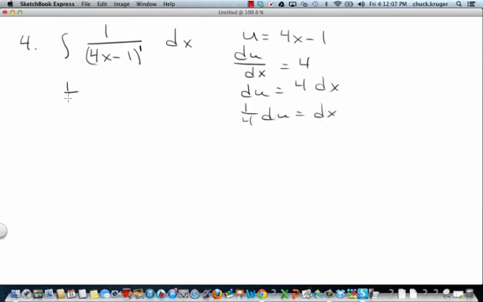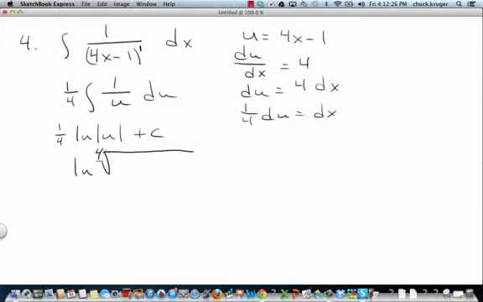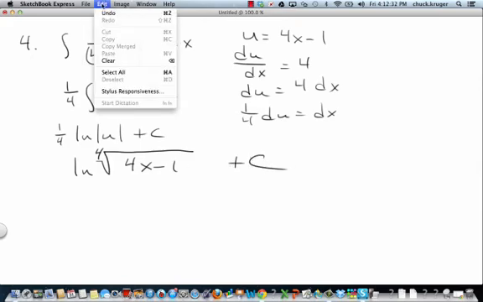So I have 1/4 times 1 over u du. So that means I have 1/4 the natural log of the absolute value of u plus c, and I'm going to write my final answer as the natural log of the 4th root of 4x minus 1 plus c. Number 5.